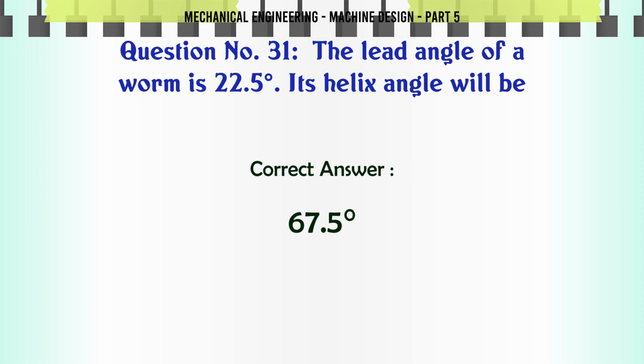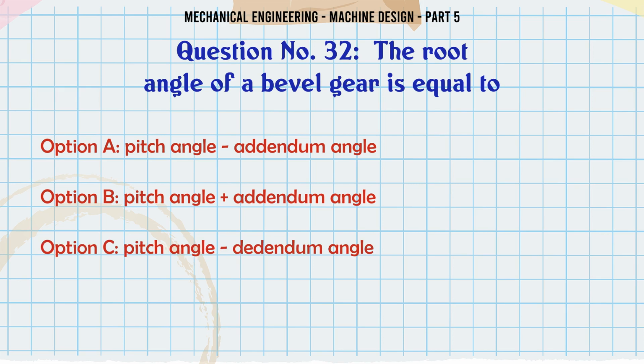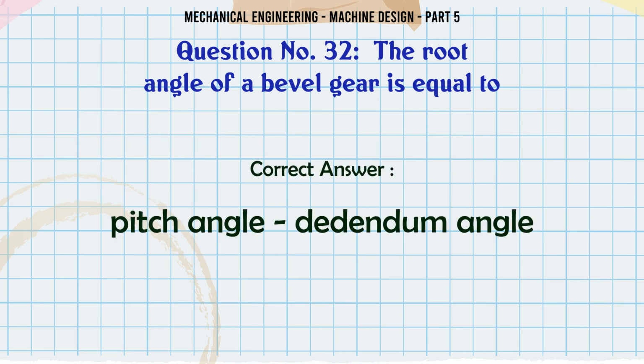The root angle of a bevel gear is equal to A. Pitch angle plus addendum angle, B. Pitch angle minus addendum angle, C. Pitch angle plus dedendum angle, D. Pitch angle minus dedendum angle. The correct answer is pitch angle minus dedendum angle.